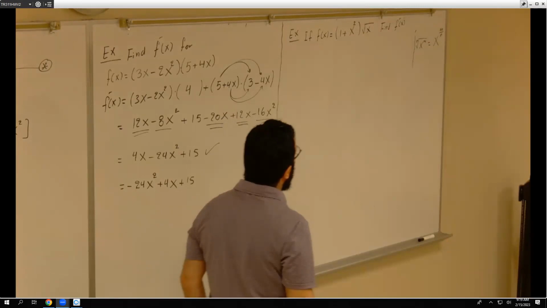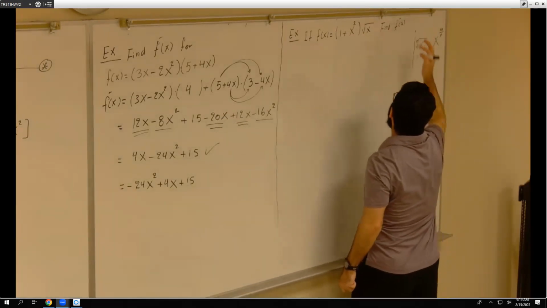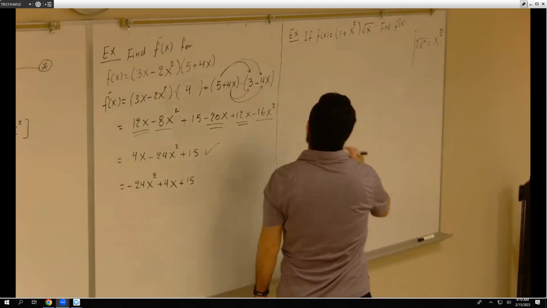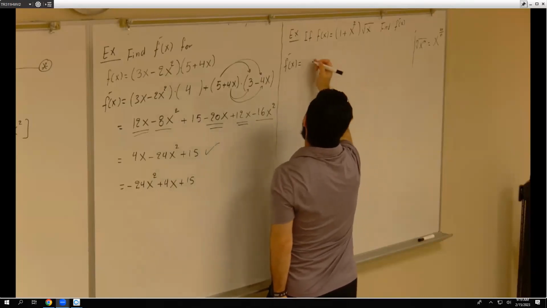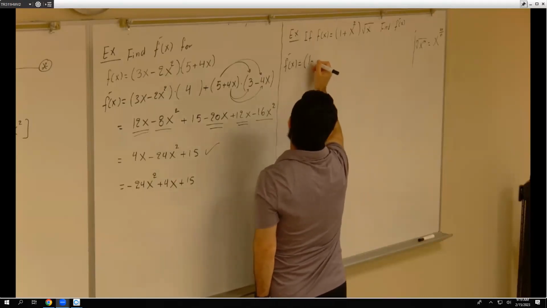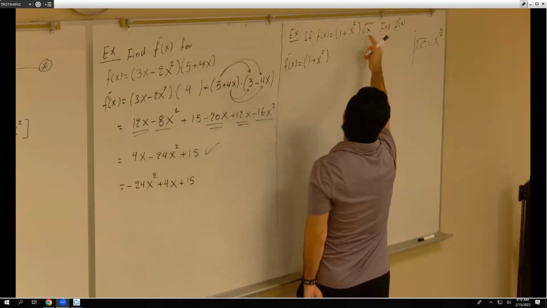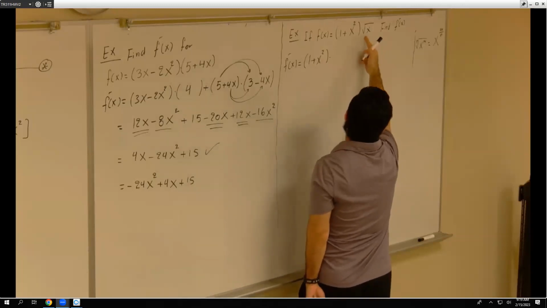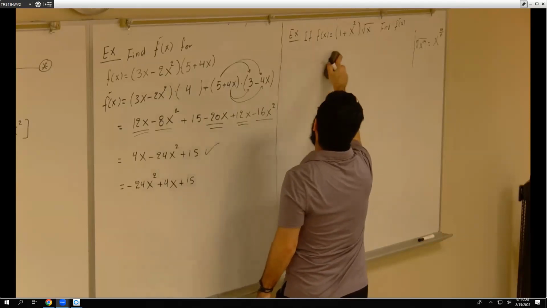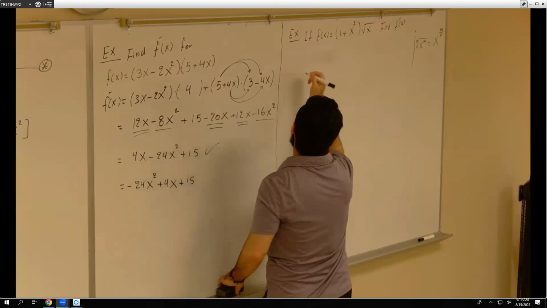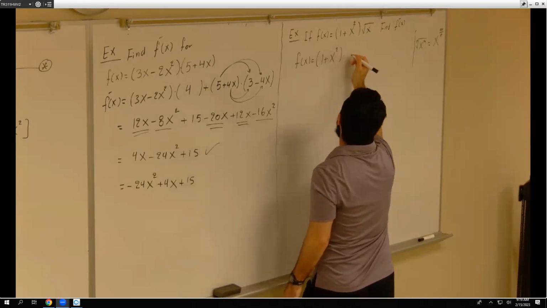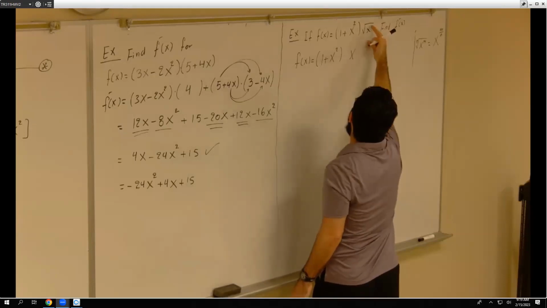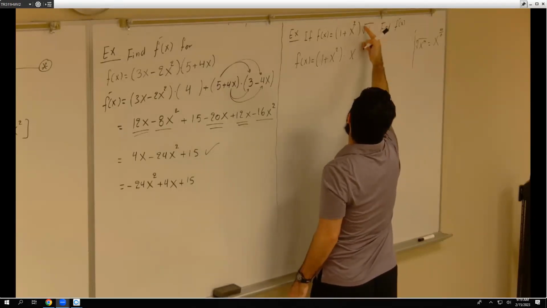I need to use the product rule. So it's going to be f prime of x. It's going to be the first one, which is 1 plus x squared, times the derivative for the second one. But before that, let's write down the function so we can use the product rule. f of x is going to be 1 plus x squared times x, and here's the square root, that means 1 over 2, so x to the 1 over 2.